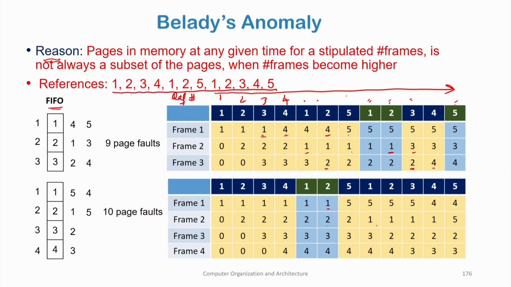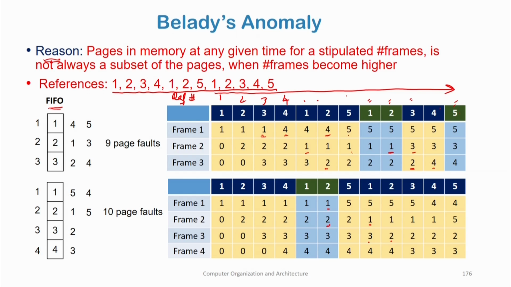Then 1 comes in, and 2 is the one in the FIFO order which needs to be replaced. So 1 replaces 2, then 2 comes in, 2 replaces 3, and then 3 comes in, and 3 replaces 4, and all other accesses are misses.